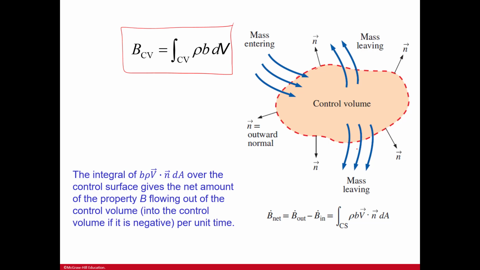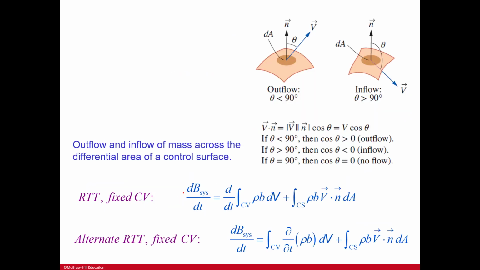So the integral of B rho V dot n dA over the control surface gives the net amount of property B flowing out of the control volume. Into the control volume is negative, per unit time. So it's giving you the amount of it. And if it's into the control volume, it's negative. Okay? So out is positive and into is negative. Okay, here's outflows and inflows, right?